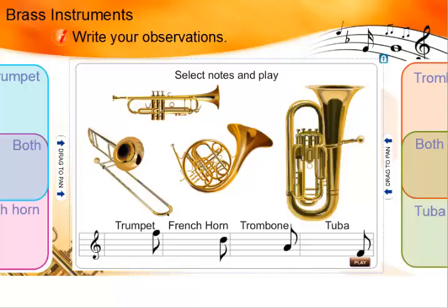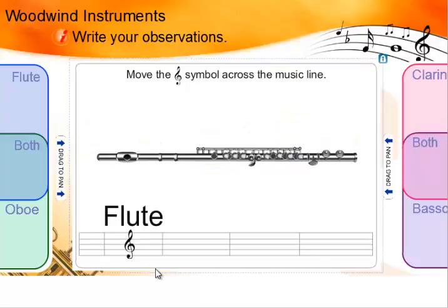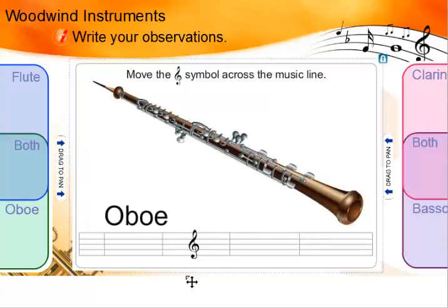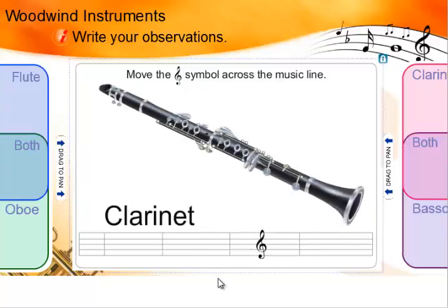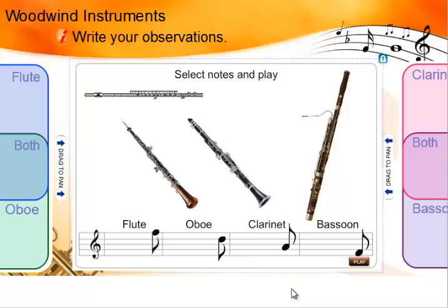Alright, next we're going to learn about the woodwind instruments. First, the flute. Followed by the oboe, clarinet, and lastly the bassoon. The flute is the highest and the bassoon is the lowest. Let's hear these again.